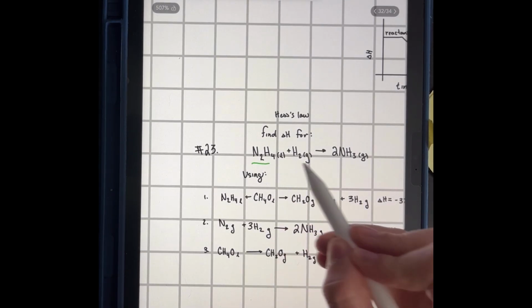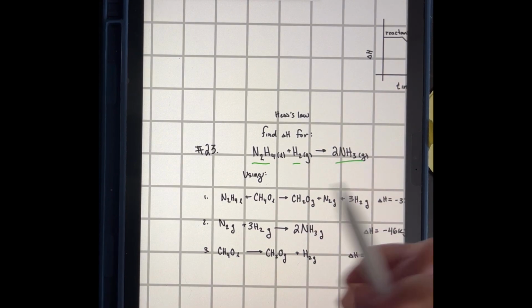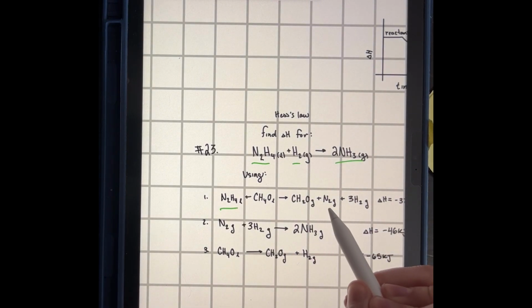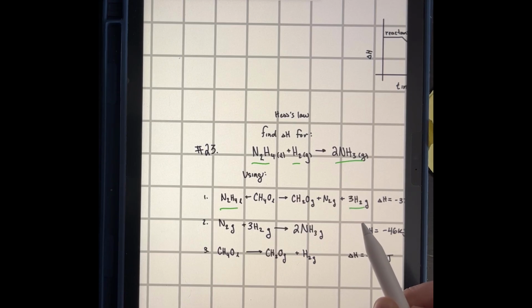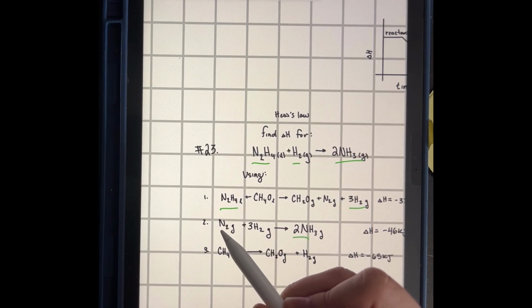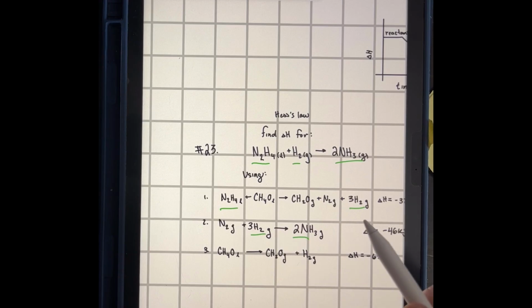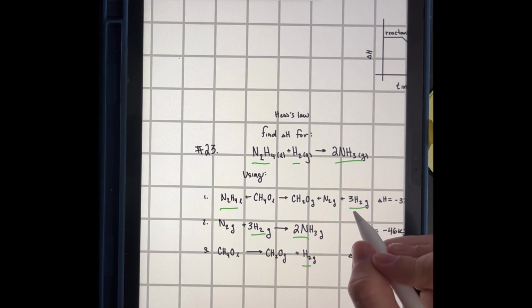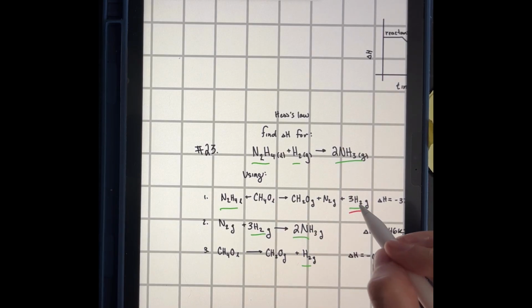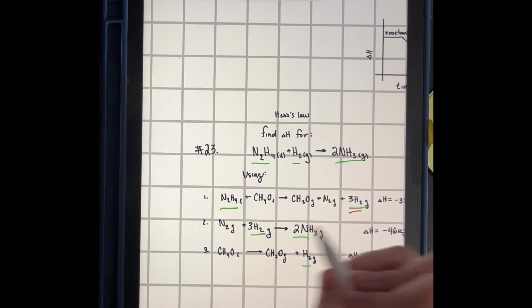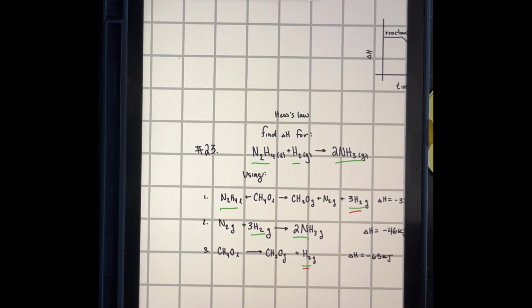So we have N2H4, H2, NH3. N2H4, yes. N2, yes, H2. We have N2, NH3. We don't have N2, we do have H2. And then we have H2. And none of these. Okay. Which ones are on the wrong side? This one's not on the wrong side. This one's not on the right side. This one is on the right side. This one's not on the right side.